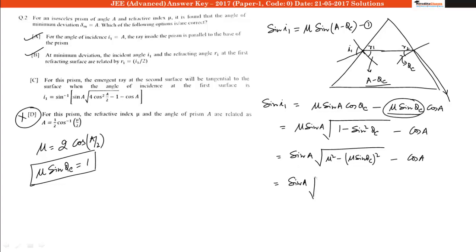Now putting the value of mu, which we have as 2 cos A by 2, I can write sin A root of (4 cos square A by 2 minus 1) minus cos A. This is the value of sin I1, or I can say I1 is equal to sin inverse of this whole expression, which is our option number C. So option number C is also correct.